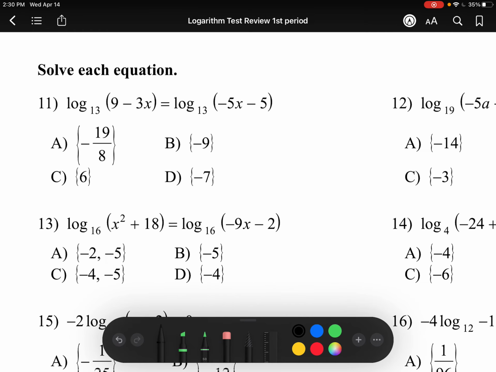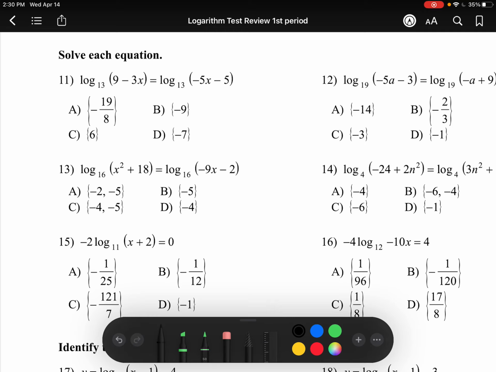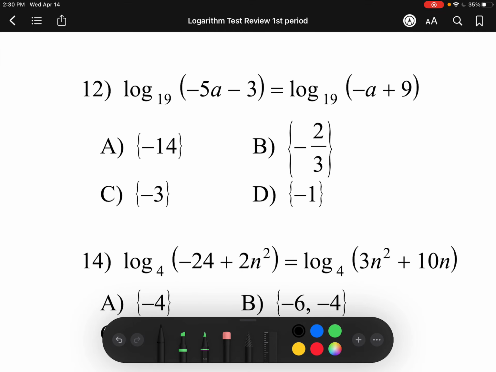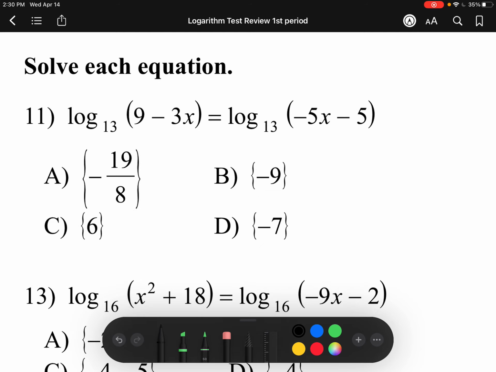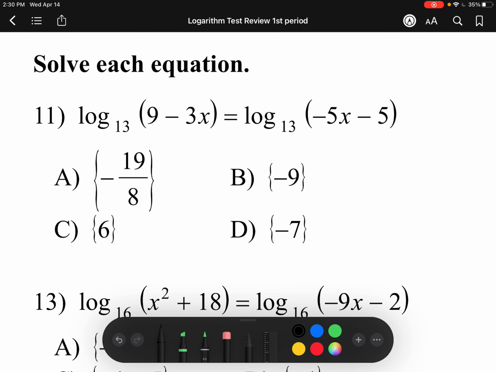So on the test and on these, all of the log equals logs are already condensed. So you don't have to worry about that step. You can just go straight to setting what's inside of your parentheses equal to each other and then solving for your variable. So for number 11, we have log base 13 of 9 minus 3x is equal to log base 13 of negative 5x minus 5.